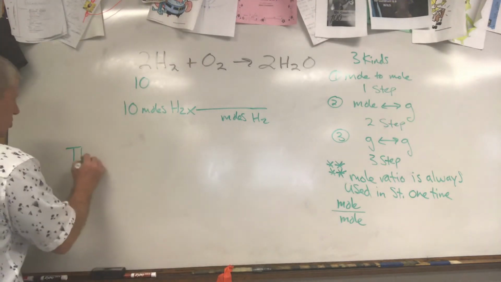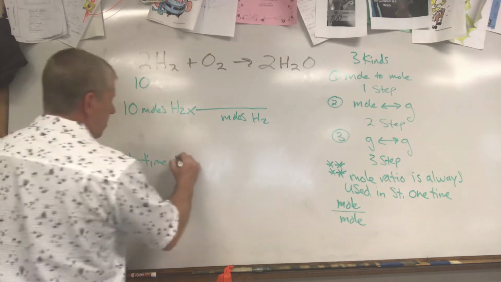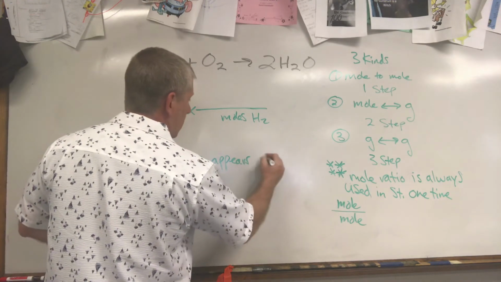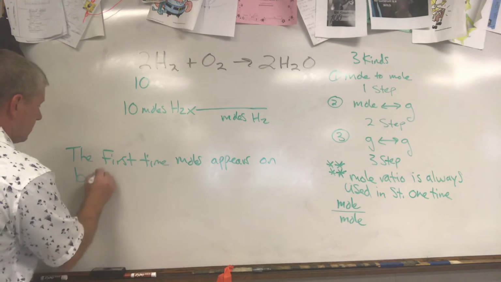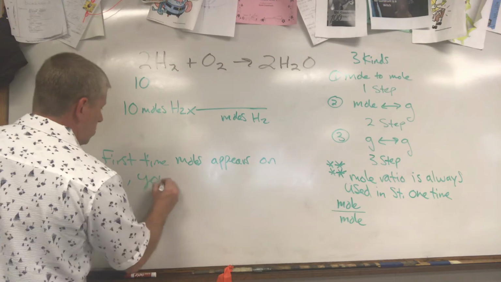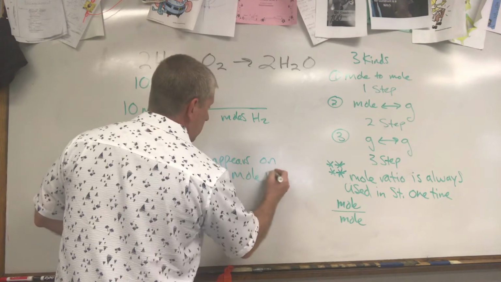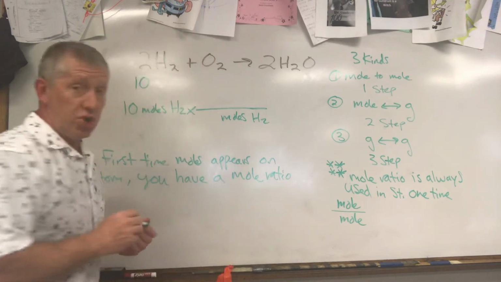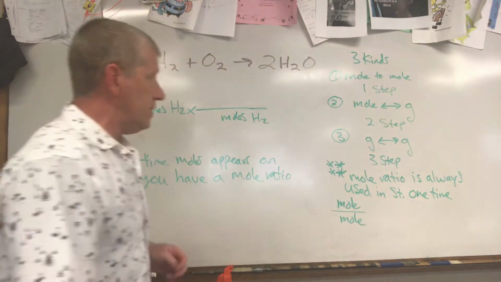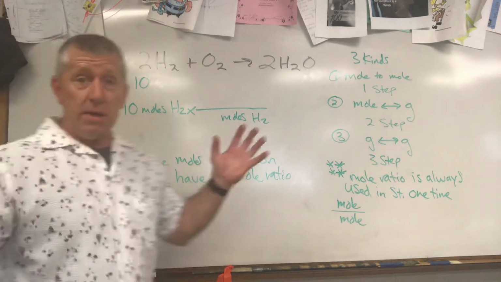So the first time moles appears on the bottom of that fraction, you have a mole ratio. And remember the thing about a mole ratio. Mole ratio is going to be moles and moles, top and bottom, and you only get one of them in every single problem. So the first time that a mole appears on the bottom, I have a mole ratio. Ding, ding, ding, I have a mole ratio.